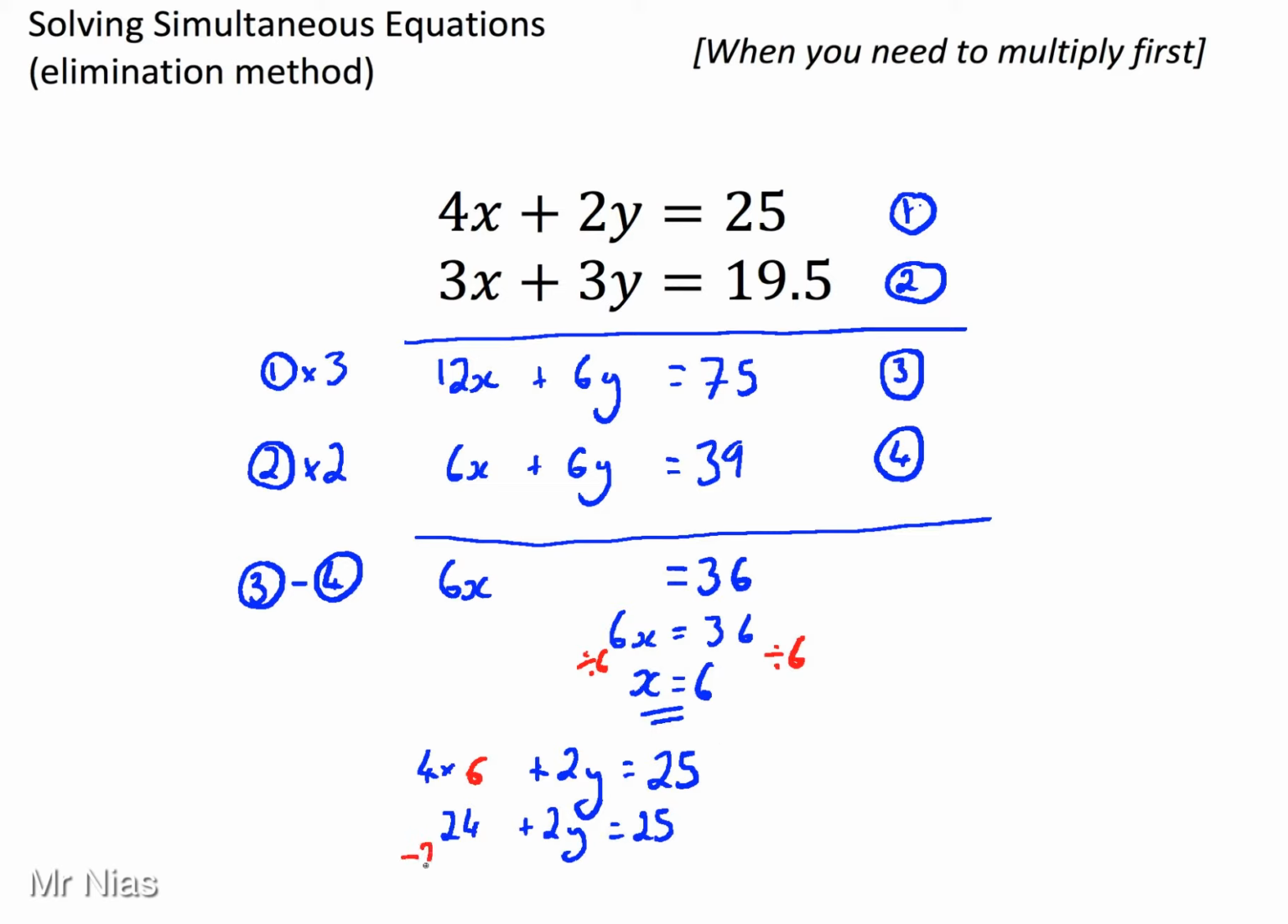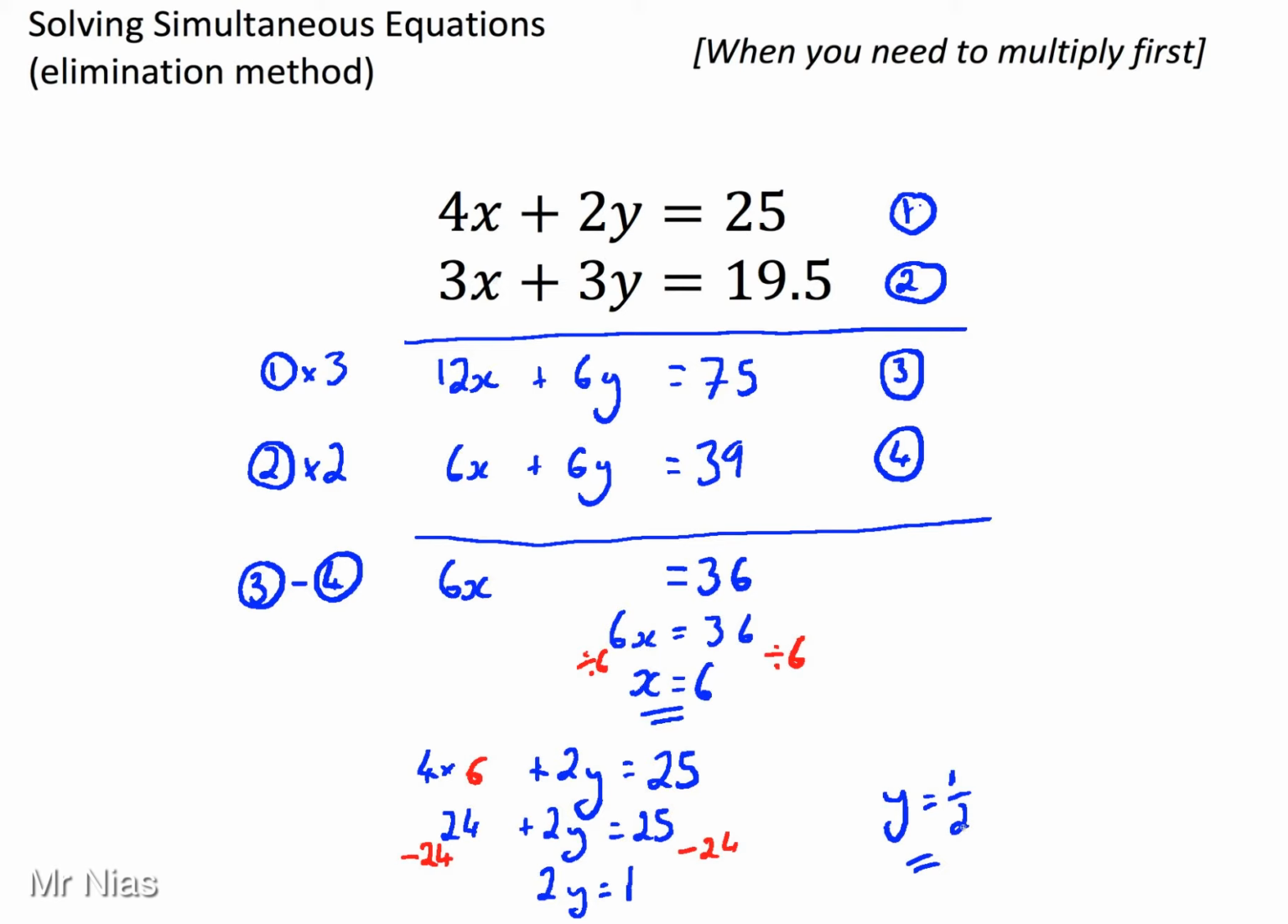Let's take away the 24 from both sides, because we don't need the 24. Remember, I want the y's on one side, I want the numbers on the other. So 24 take away 24 leaves nothing, so that's disappeared. And 2y equals 25 take away 24, which is 1. So 2y is equal to 1. In that case, I can see from that y must be worth a half. And I could put a half as a fraction or 0.5.